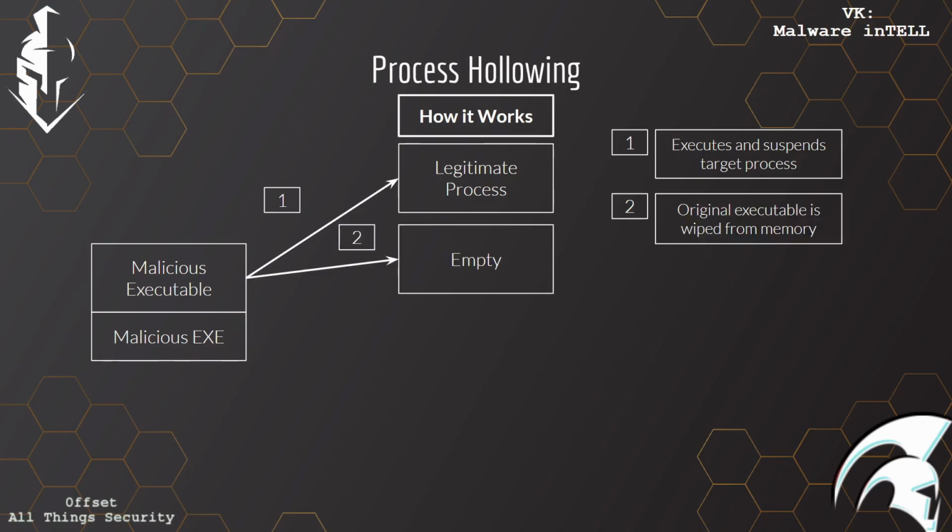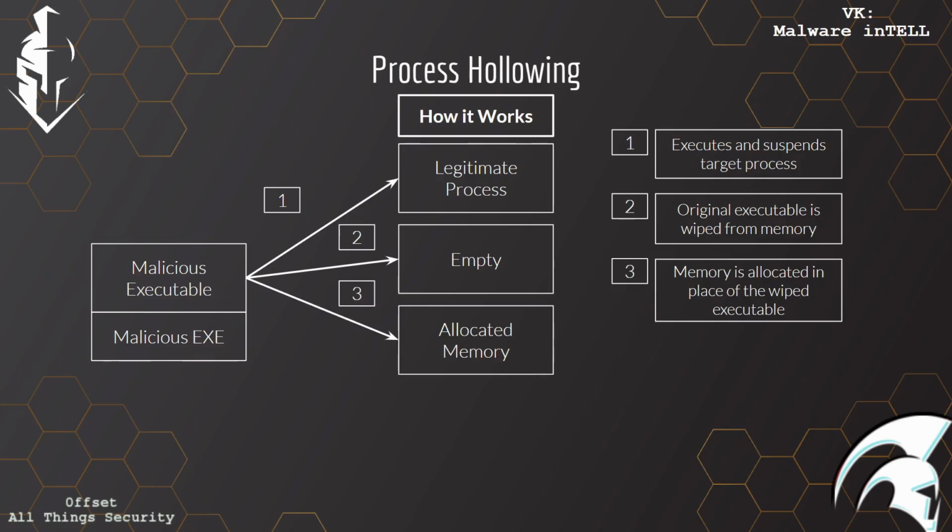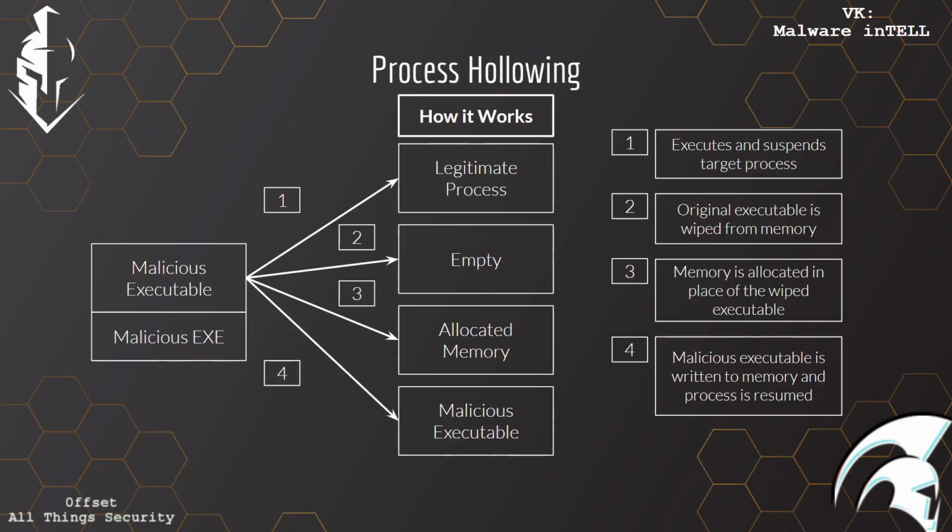So the malicious executable will then go ahead and wipe the original executable from the process memory. So you'll have svchost.exe running, but the svchost binary won't be present inside of the legitimate process memory, if that makes any sense. Next, the malicious executable will go ahead and allocate memory in place of the wiped executable, and then it will write the malicious executable into that region of memory, and the process is resumed.